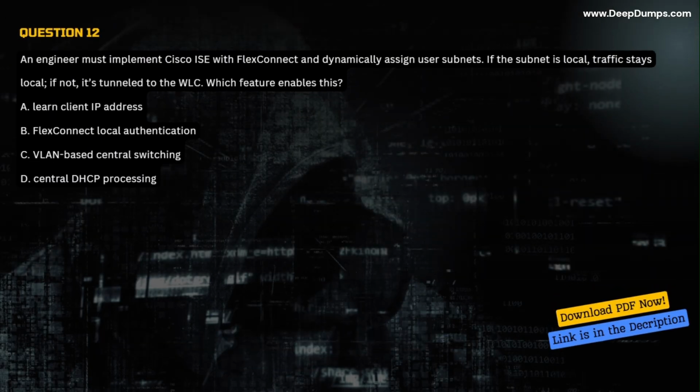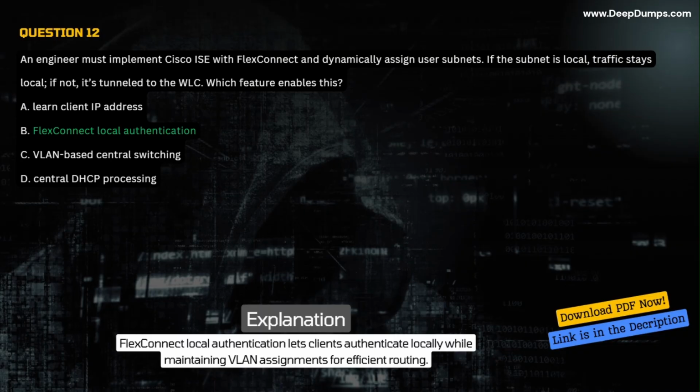Question 12. An engineer must implement Cisco IC with Flex Connect and dynamically assign user subnets. If the subnet is local, traffic stays local. If not, it's tunneled to the WLC. Which feature enables this? A. Learn client IP address. B. Flex Connect local authentication. C. VLAN-based central switching. D. Central DHCP processing. Correct answer B. Flex Connect local authentication. Explanation. Flex Connect local authentication lets clients authenticate locally while maintaining VLAN assignments for efficient routing.